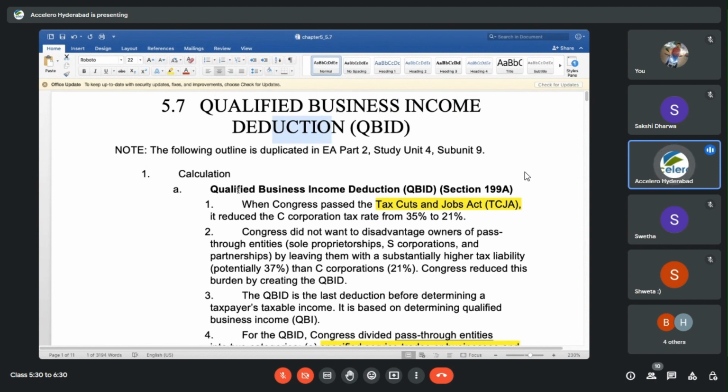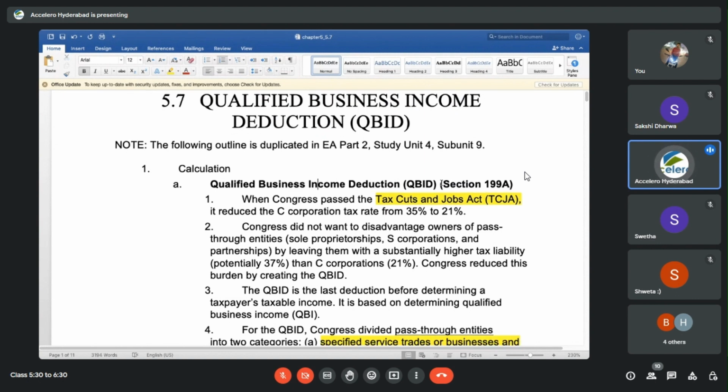So let's look into the history of QBID. This is a relatively new kind of deduction which was introduced by the TCJA, the Tax Cuts and Jobs Act, as we saw. This is again something that the Trump government has brought in. And what they did is, we have talked about this earlier also, that the Republican Party always wants to reduce the tax rates.